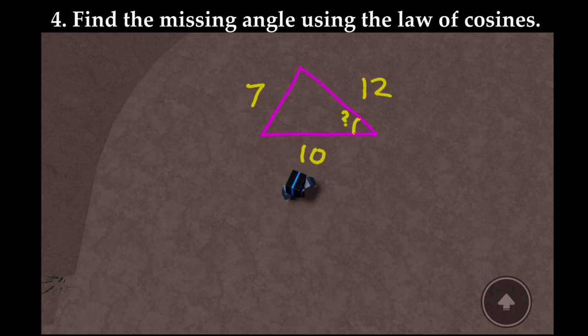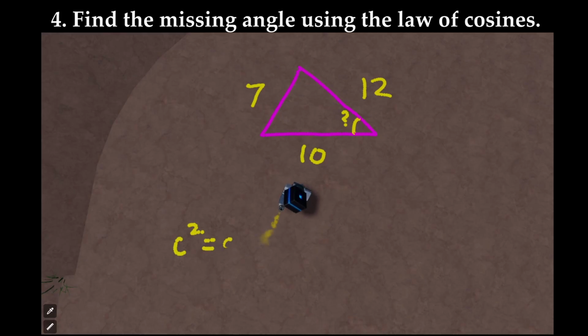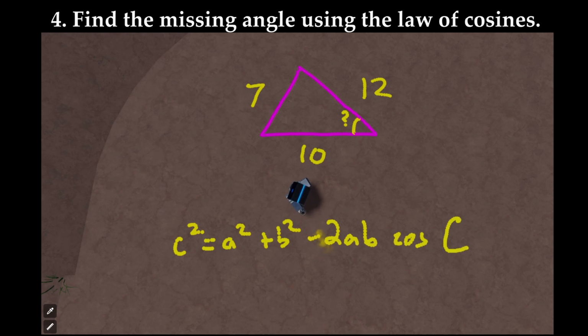In this problem, we have a triangle with side lengths of 7, 10, and 12, and we have a mystery angle that is opposite to the side that is 7 units long, and we need to find that angle. So whenever we have 3 sides and a mystery angle, this is a good setup for the law of cosines. So let me just review that. Law of cosines says that c squared is equal to a squared plus b squared minus 2ab cosine of angle C, not side c. So let's just define ABC and angle C.